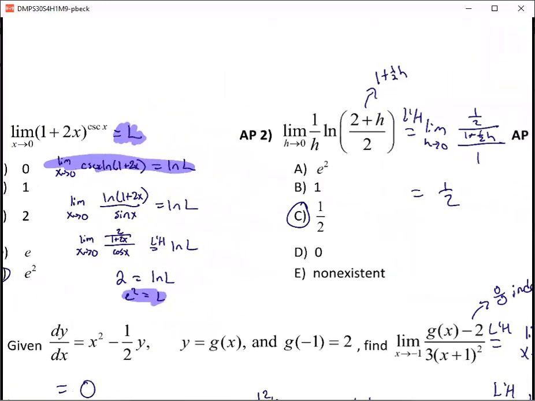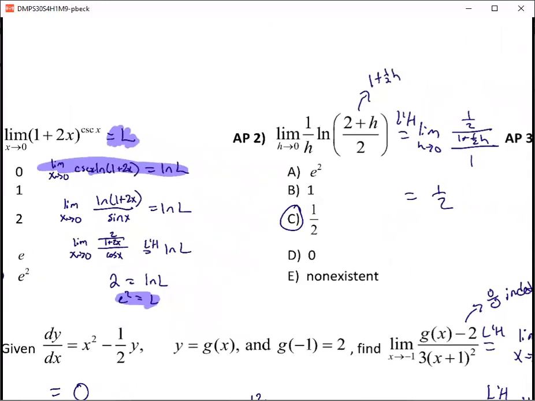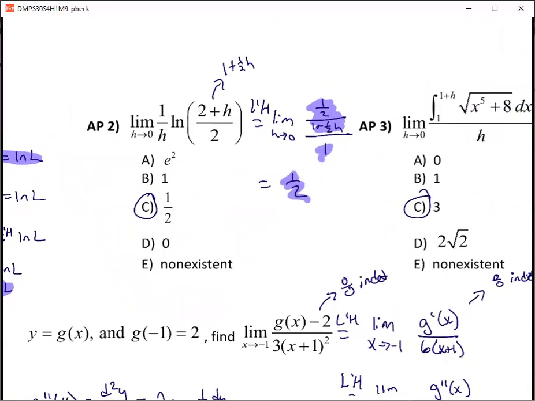I'm going to slowly walk through these ones a little bit, or really not walk through the entire thing, because we've applied concepts already. But L'Hopital's rule: derivative of what's inside the natural log over the derivative of the denominator, which is 1. And now if we take our limit as h approaches 0, we do get 1/2.